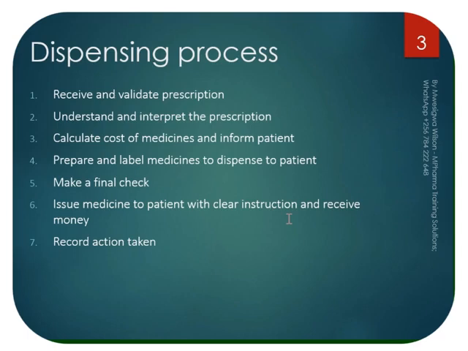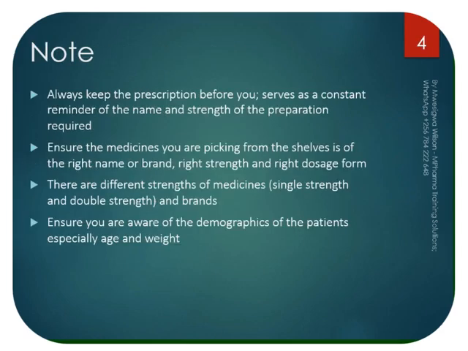However, in a government setup, for example here in Uganda, all drugs in the pharmacies and hospitals are free of charge. So there is no calculating the cost and there is no receiving any money for any medication. This is the process of dispensing drugs in a community pharmacy or in a private setup, medical centers, and in any other place.